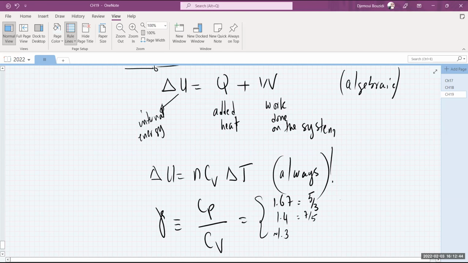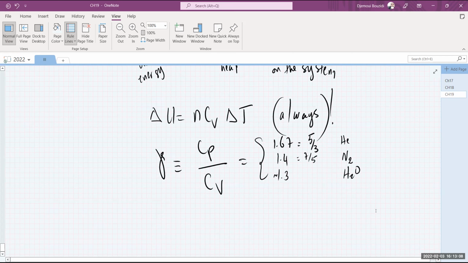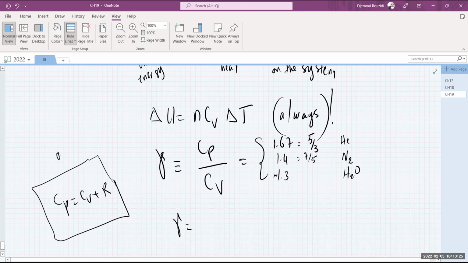So the first one is monoatomic, like helium. The second one is diatomic gases, diatomic molecules, like, for example, nitrogen. And the last one is, for example, H2O, okay? That's a polyatomic gas, as long as the water is in the gas form, which is above 100 degrees Celsius. So this is gamma. From gamma, you can find basically what CV is. Remember, CP is equal to CV plus R. That's another relationship that we found last time too. And this is true all the time, no matter what, always.